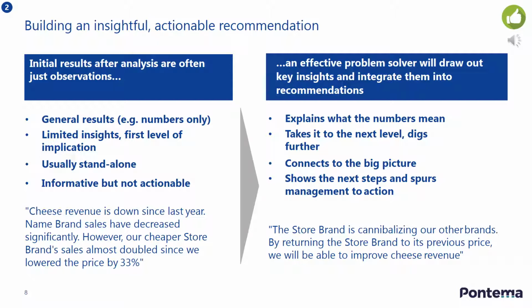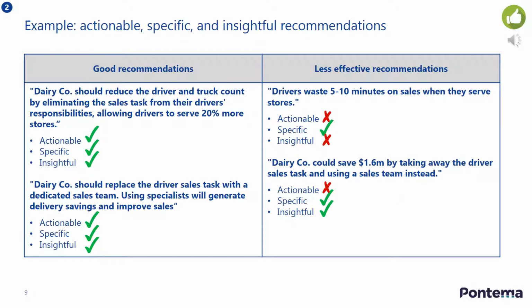Let's look at some examples. The column on the left shows recommendations which are actionable, specific, and insightful, whereas the right column shows some less effective recommendations because one of the success parameters is missing.